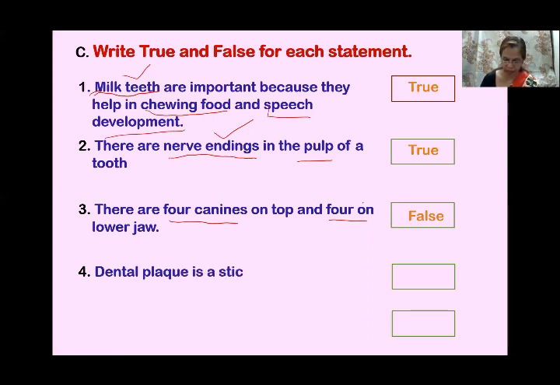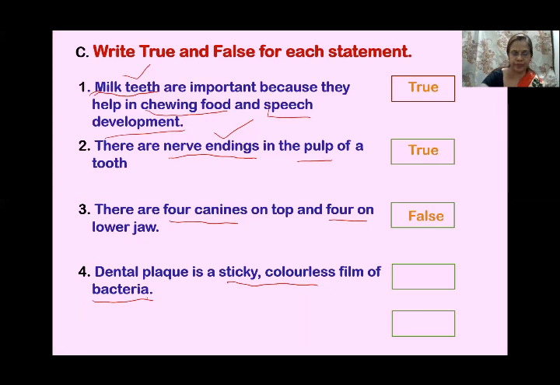Now the next question is, dental plaque is a sticky colorless film of bacteria. If you remember, dental plaque is a sticky, colorless film of bacteria. It is the right statement. It creates harm to our tooth. So it is a true statement.